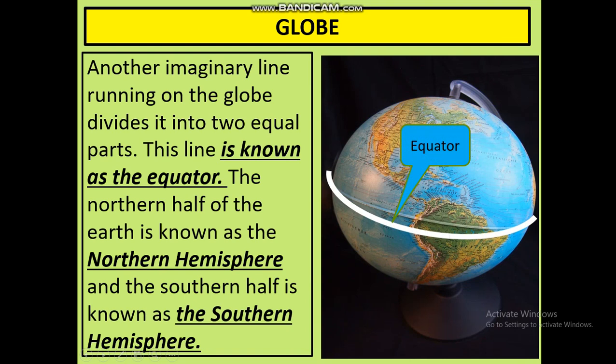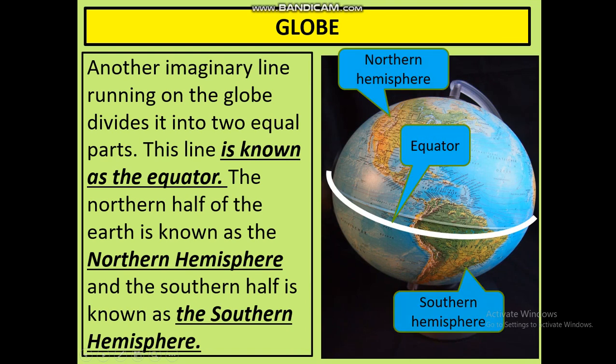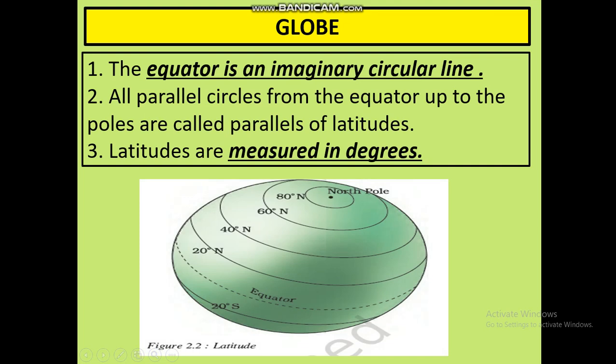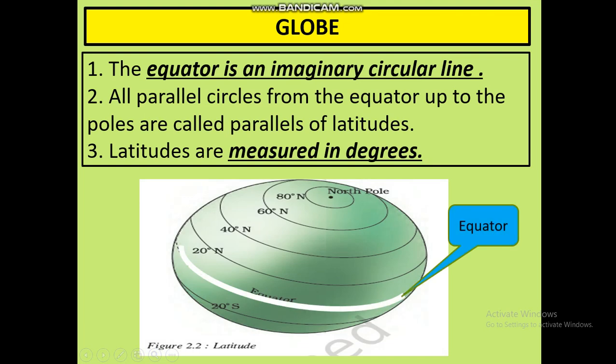So this equator is dividing our earth into two equal portions, and the upper portion is known as northern hemisphere, and the lower portion is known as the southern hemisphere. So as you can see, this is South America and it entirely lies in southern hemisphere, and this is North America, lying in northern hemisphere. The equator is an imaginary circular line. Circular means round in shape. As I told you earlier, this is not the actual line which you will find on the earth. There's no such line on our earth. These are all only imaginary lines.